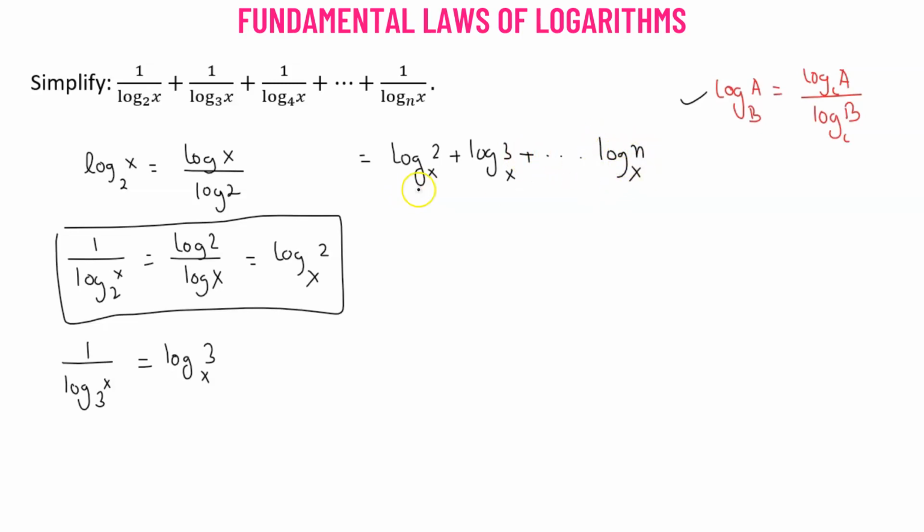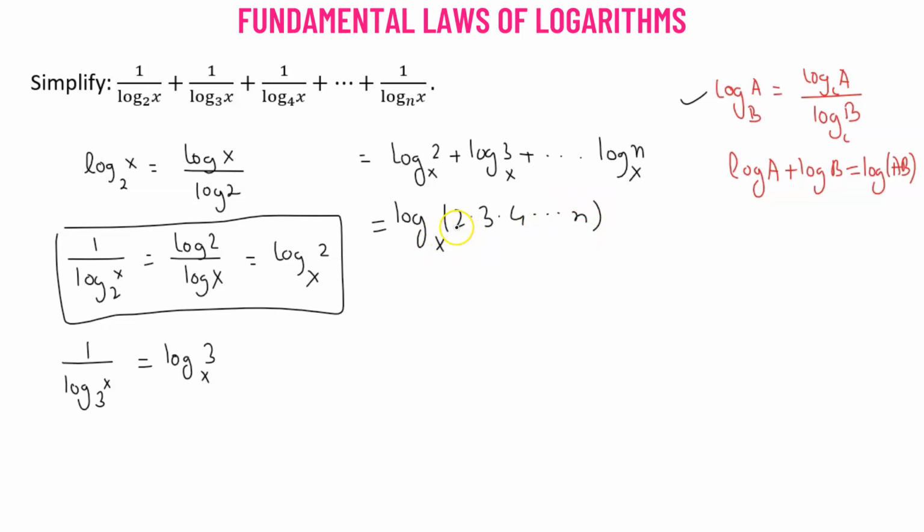Now that we have a common base in each of the logarithms, they can be combined using a property of logarithm, which is log of a plus log of b, both of them having the same base, will be equal to log of a times b. This means we have log of 2 multiplied by 3 multiplied by 4 all the way up to n with a base of x.